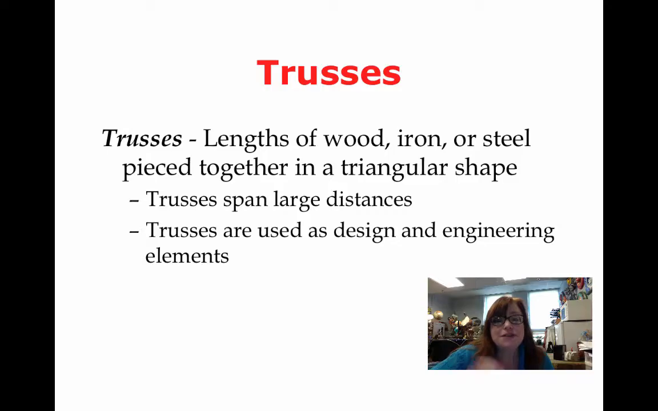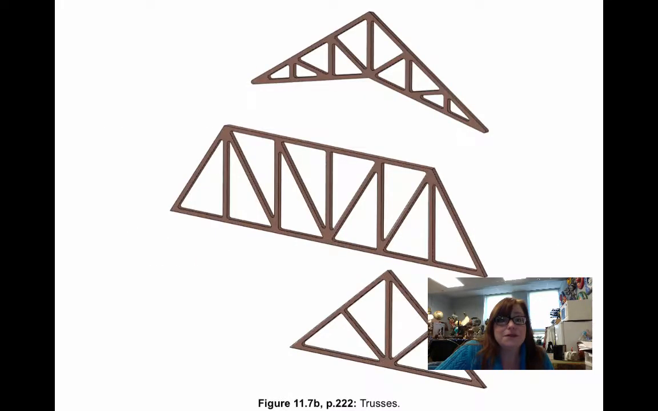And then trusses carry that idea farther. Trusses are lengths of wood, iron, or steel pieced together in a triangular shape. Trusses can span large distances. They are also used as design and engineering elements. So here is an example of trusses, and if you've ever been inside an attic, you can see this structure underlying the roof.